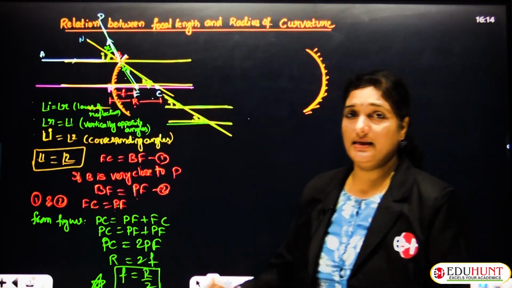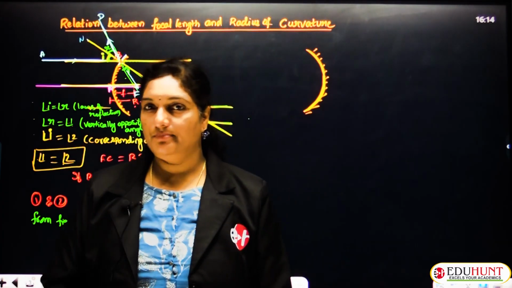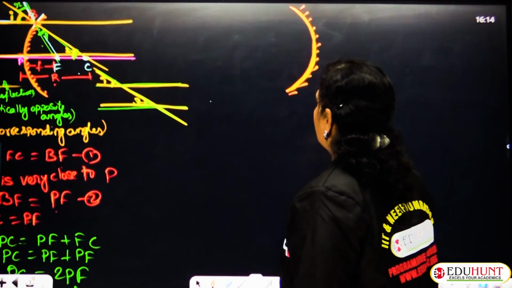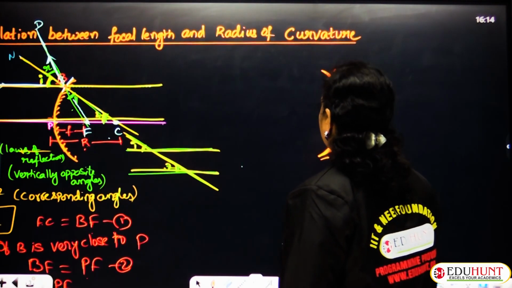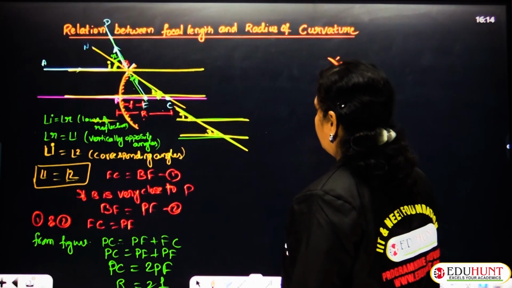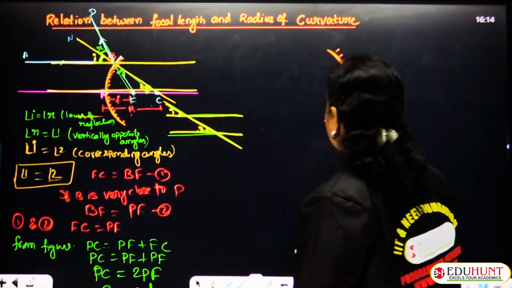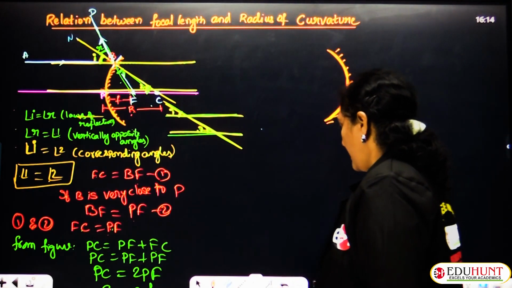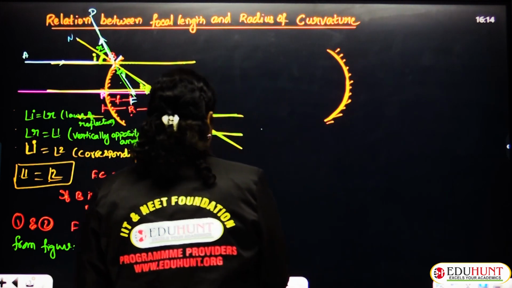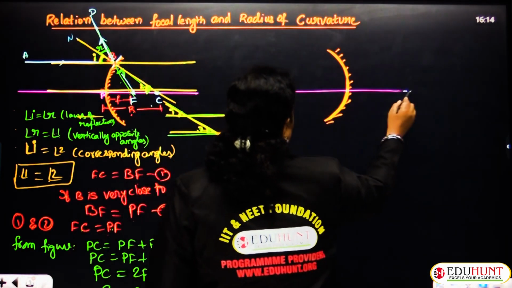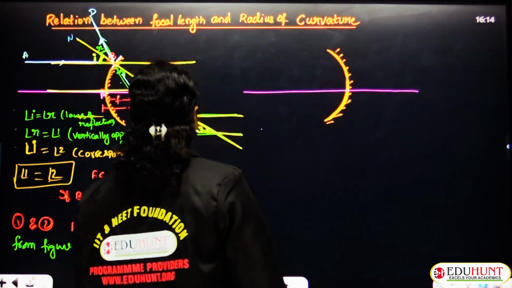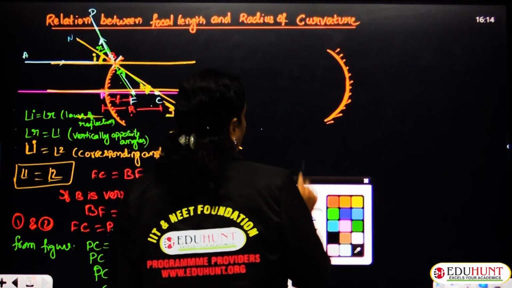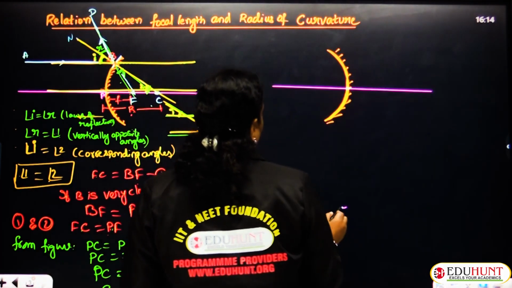Let us try to prove the same by using a concave mirror. Case 2 regarding the concave mirror. Let us consider a concave mirror as shown in the picture, and let this be the principal axis.